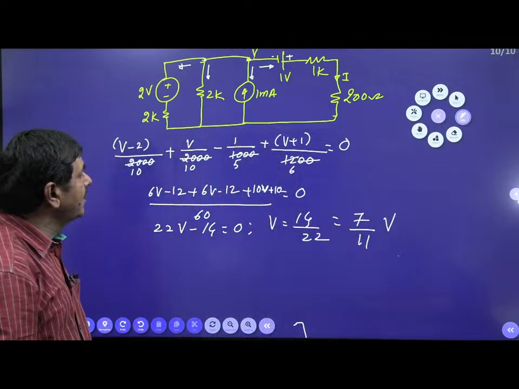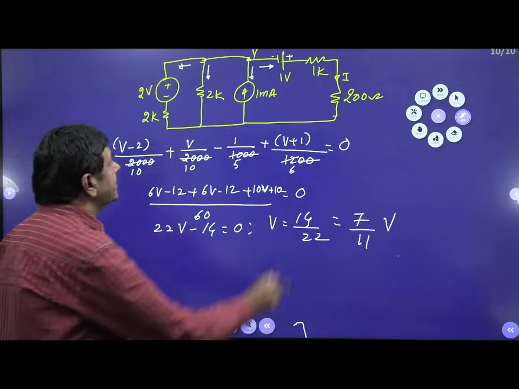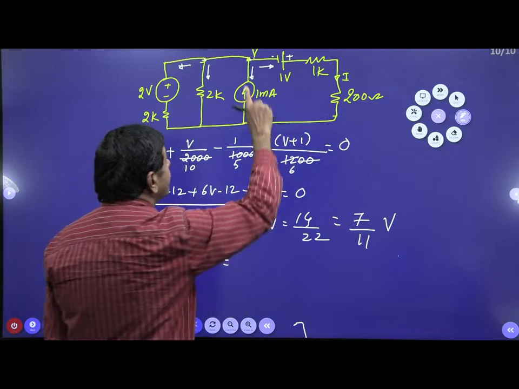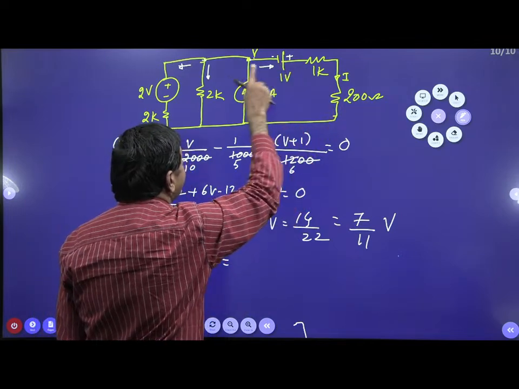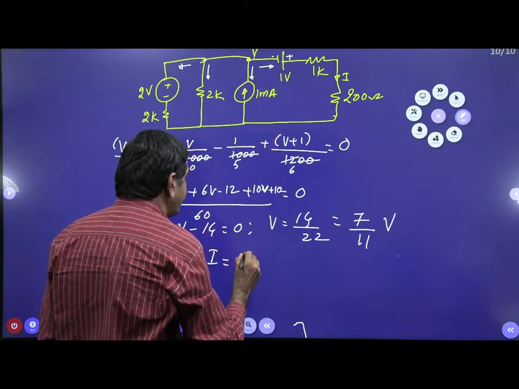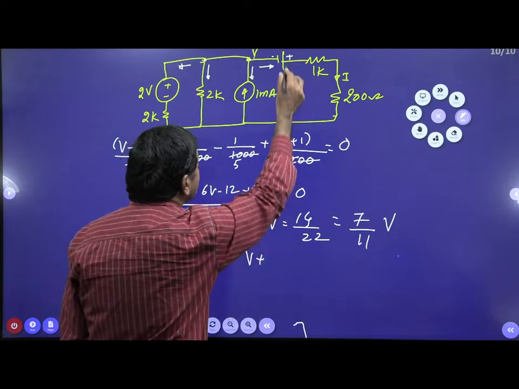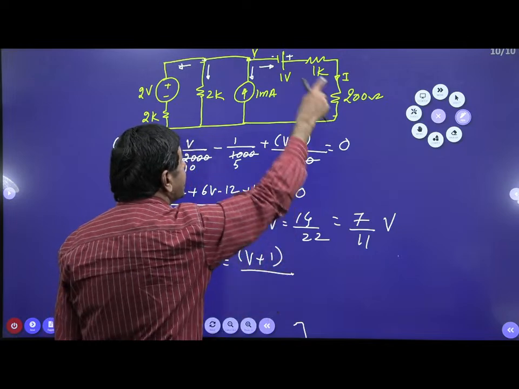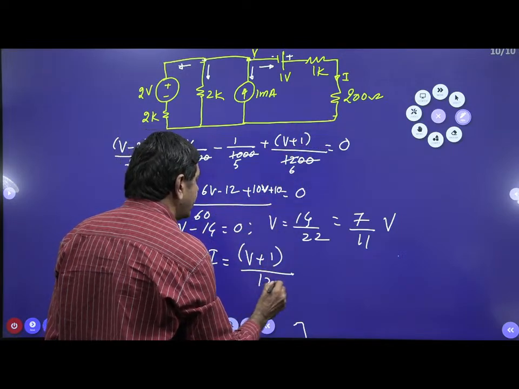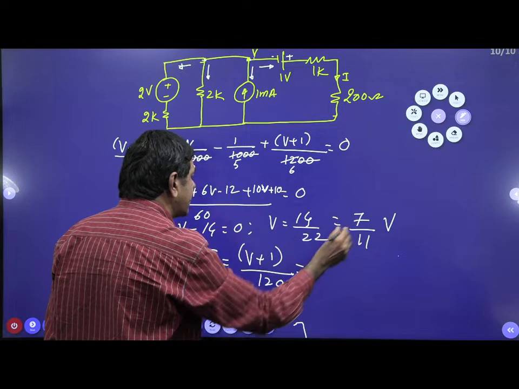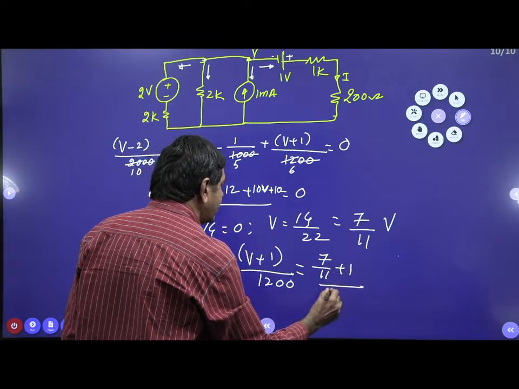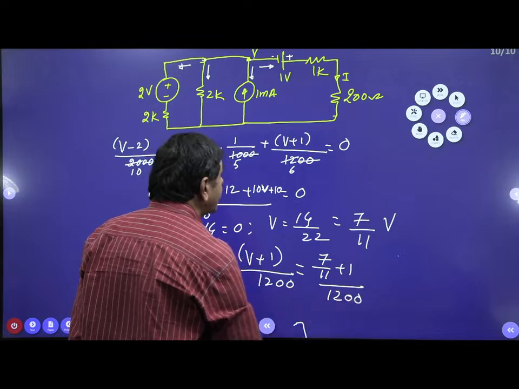Once you get the voltage V, you can measure what is I. I can be calculated from the current passing through this side: V minus of minus plus V plus how much, divided by total resistance. Total is nothing but 1200 only here now. But I can write V is nothing but 7 by 11 plus 1 by 1200 I can put now.